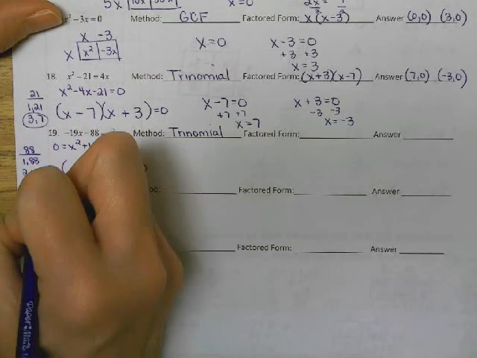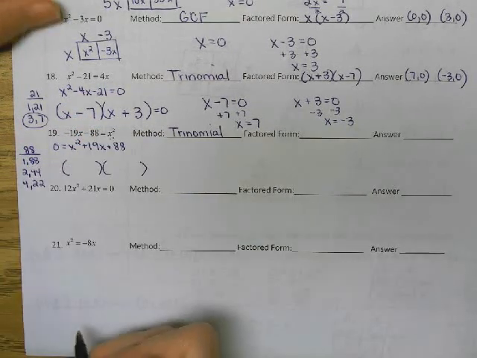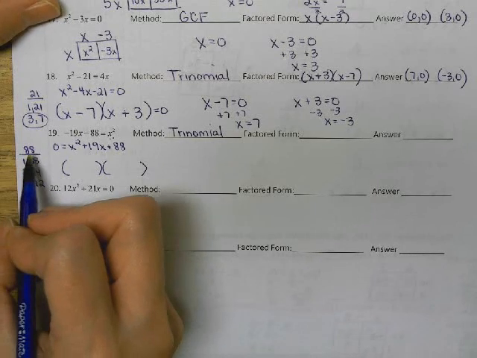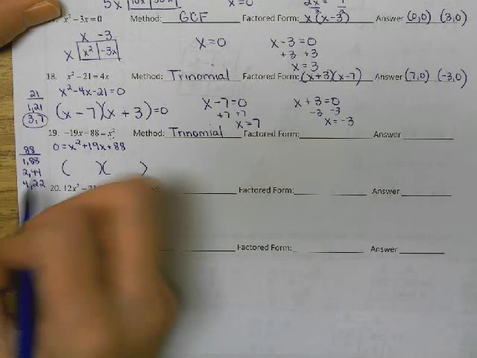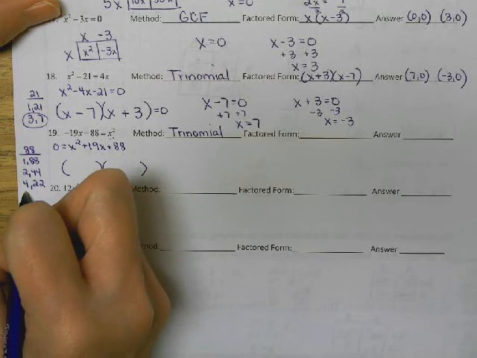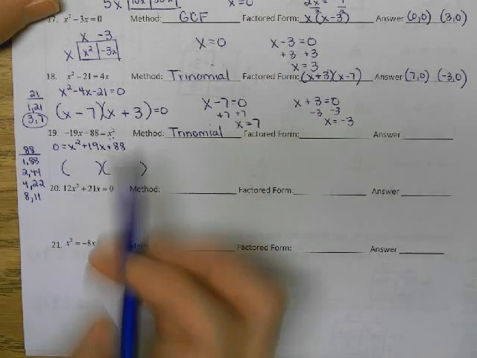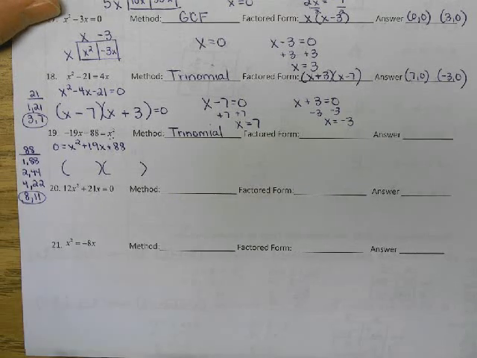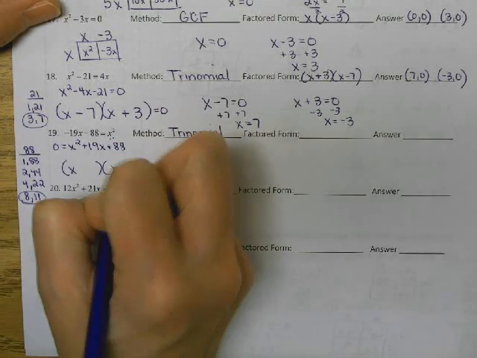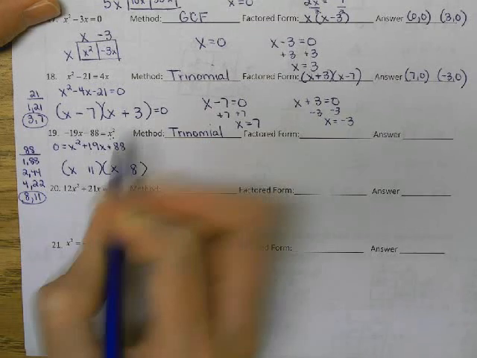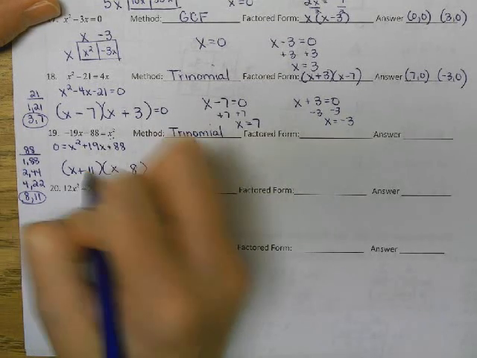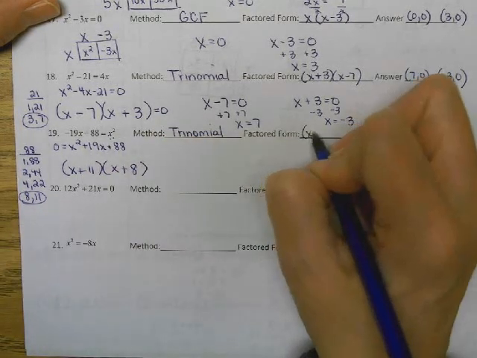4 and 22. 5, nope, 6, and 7, no, 8. And I'm looking for the 2 that add to give me 19. So I have 8 and 11. They're positive all the way across, which makes these positive all the way across.